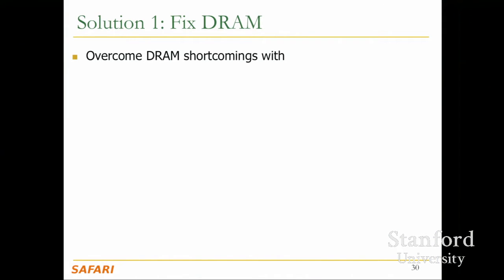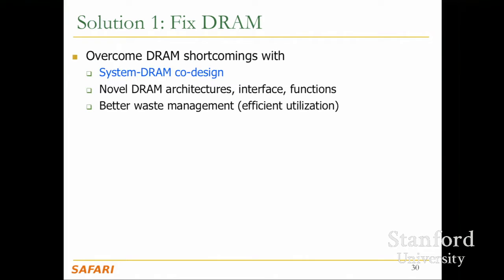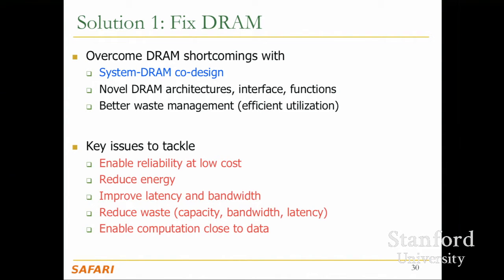So let me very quickly talk about these solution directions, and I'll talk about an orthogonal problem, and then we'll go back to two solution directions. So what do I mean by fixing DRAM? Basically, you'd like to overcome the shortcomings that we have in the technology with what I call system-DRAM co-design. This can open up new DRAM architectures, interfaces, and functions. And the good thing is industry is actually interested in doing something around this area. That has not been the case traditionally in the memory industry. And we should do better waste management and more efficient utilization, since the resource is not scaling very well.